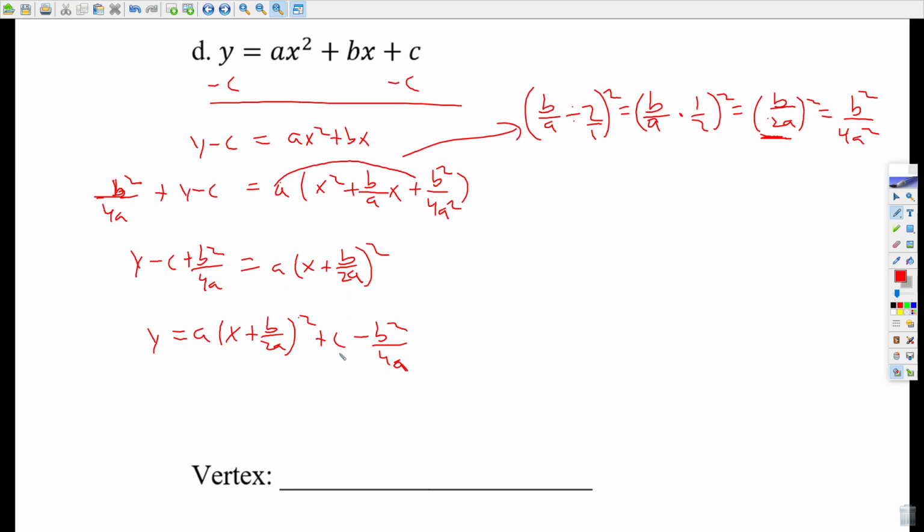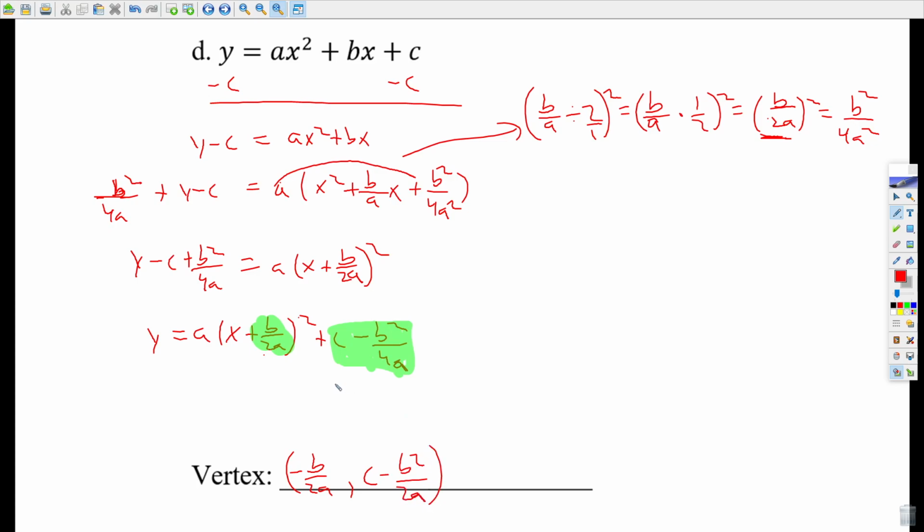Now, as a vertex, this is kind of tough because the vertex is going to be the opposite of the inside here. So I'm going to highlight this. And then we also have whatever's after the plus sign here. So this whole thing is also part of your vertex. That's like your y point. So we'd have negative b over 2a, comma, and then c minus b squared over 4a.